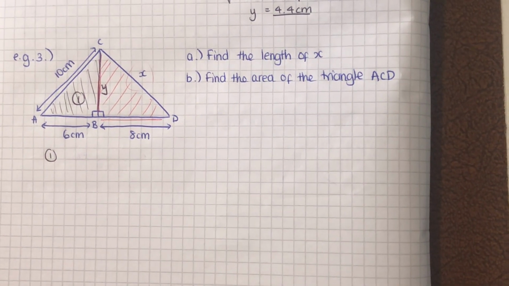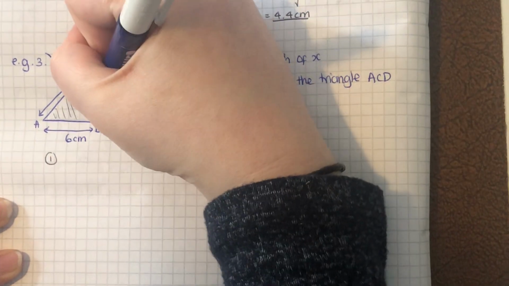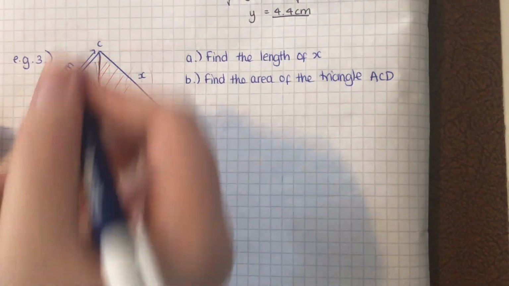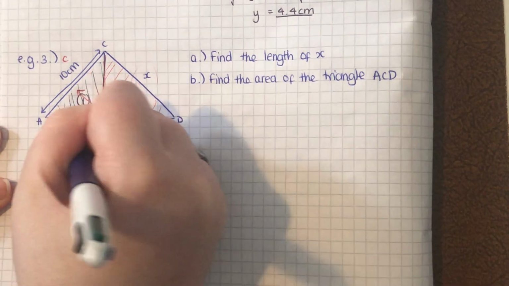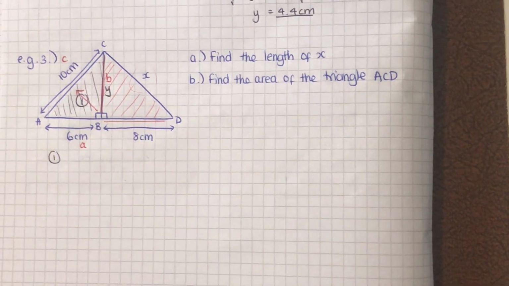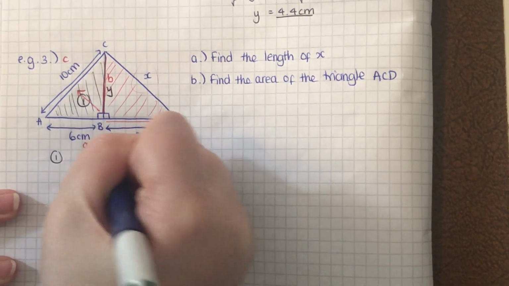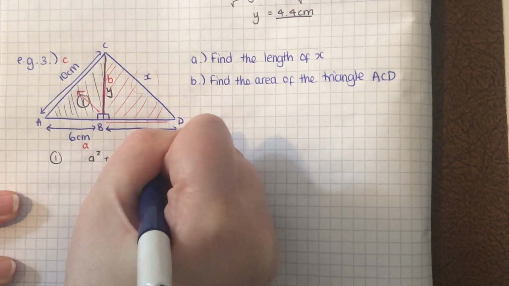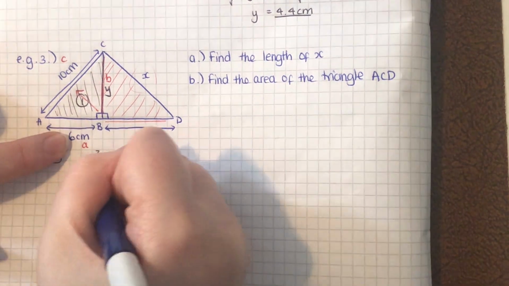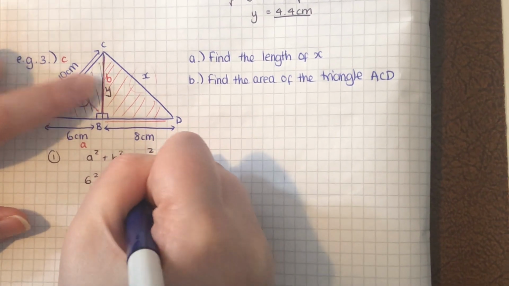Okay, so again, we label the sides. The right angle's here, arrow going out, so that means that the 10 must be your C. A and B doesn't make a difference. Remember, I always go for the A on the bottom. So write out the formula and then sub in. So A is 6, B is y, C is 10.